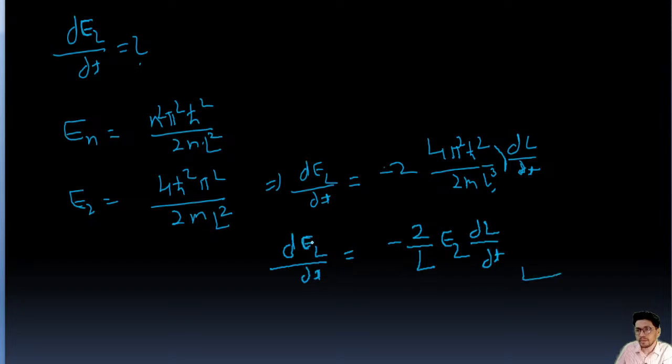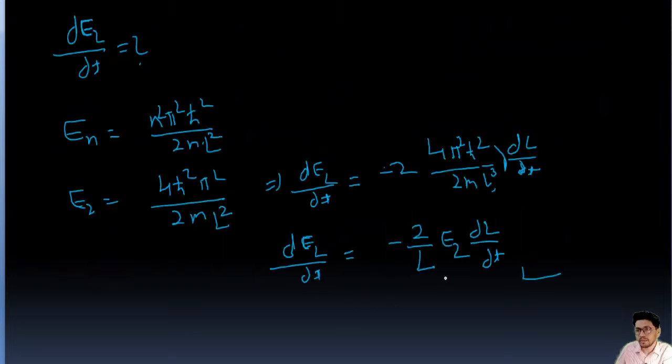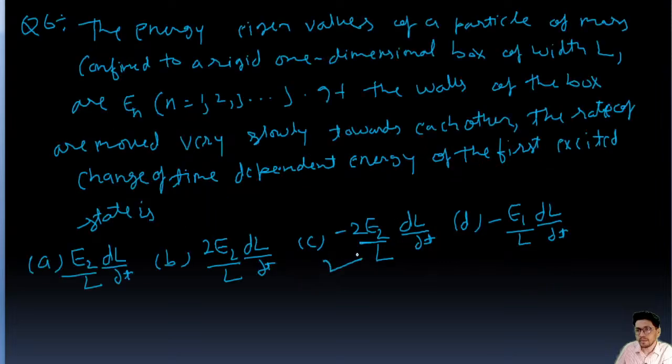This is the answer: the rate of change of time dependent energy of the first excited state is minus 2 upon L E2 dl upon dt. Which option is matching? Option C, minus 2 E2 upon L dl upon dt. Option C is the correct option. Very simple question and done.